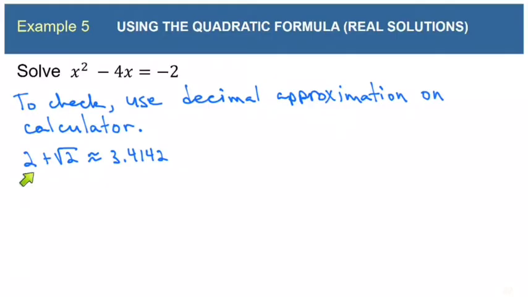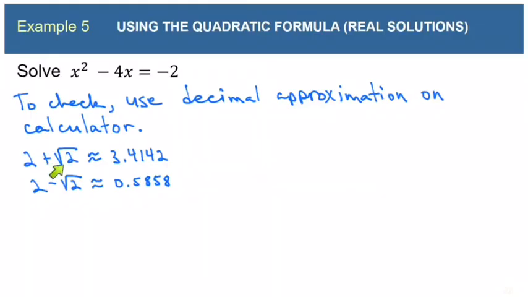What you can do is say 2 plus the square root of 2 is approximately 3.4142. Notice I use the little squiggly equal mark. That's because there are decimal places here that I've rounded off. So it's not exactly equal, but it's way close enough for what we need it for. And then I'll go ahead and say 2 minus square root of 2 is approximately 0.5858. Now we'll check each of these separately.